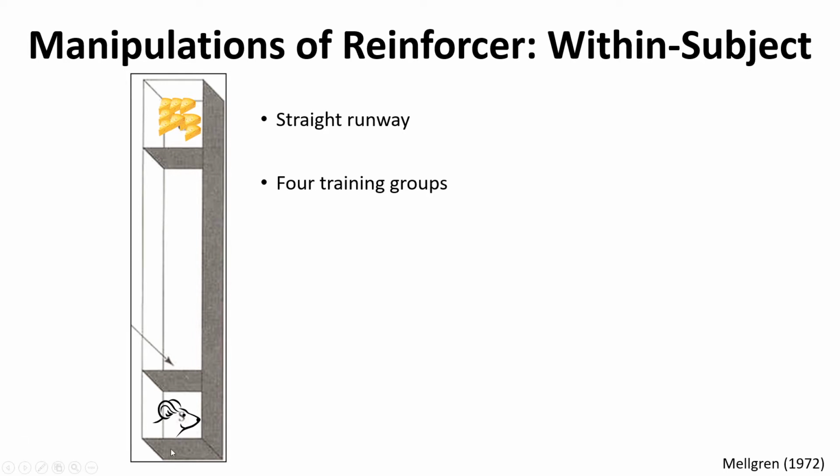So in this situation, we're going to be looking at rats yet again, but this time we're going to use a discrete trial procedure rather than our free operant procedure that you would usually see with an operant box with something like a lever press.